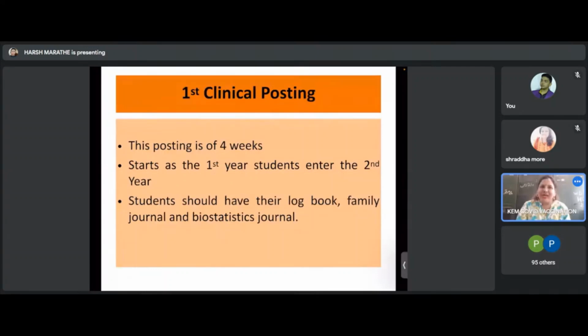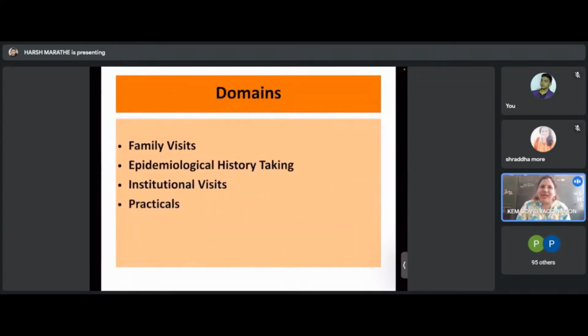Next slide. So let us understand the main domains. What do we actually look into in this posting? There are 4 main domains: family visits, epidemiological history taking, institutional visits, and practicals. So these are the 4 main domains. Let's come to each domain.